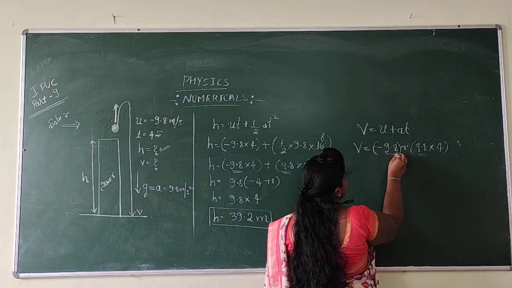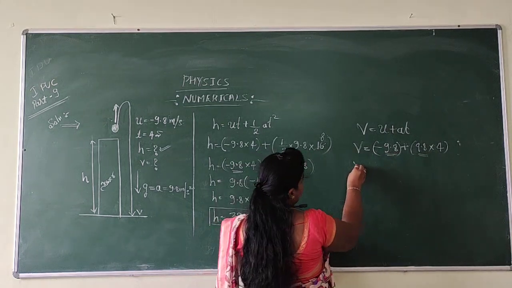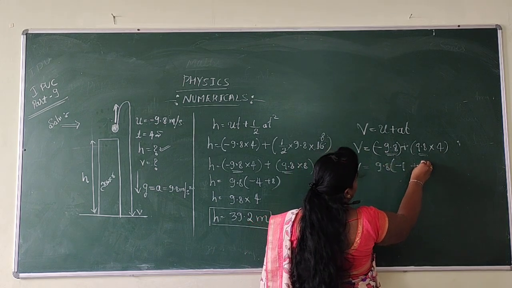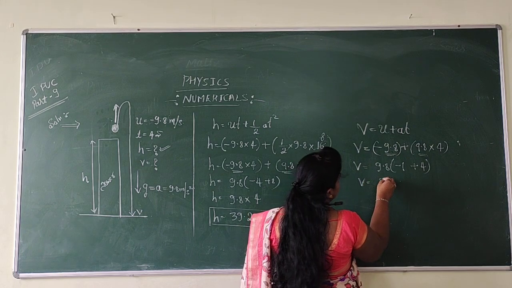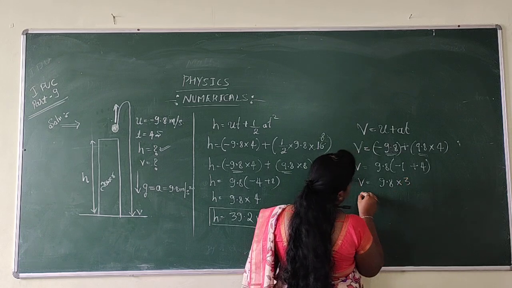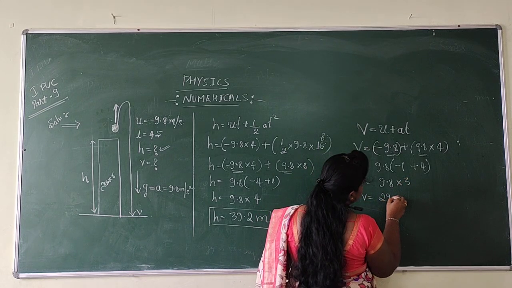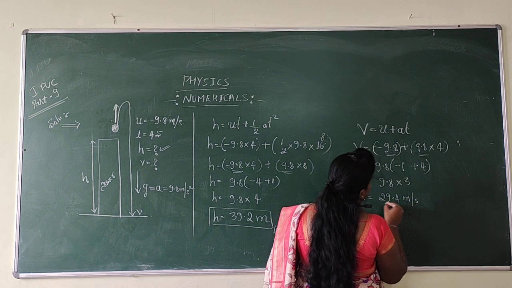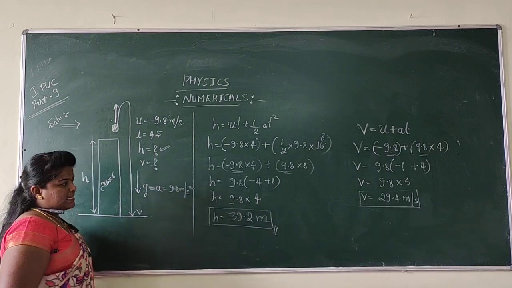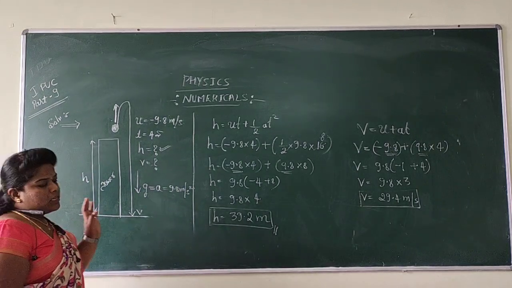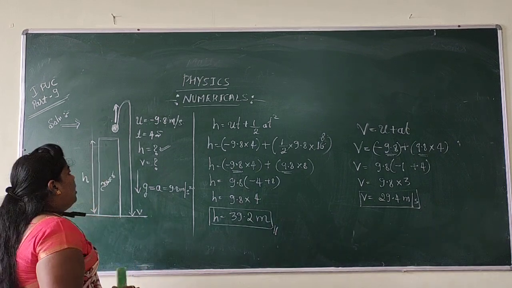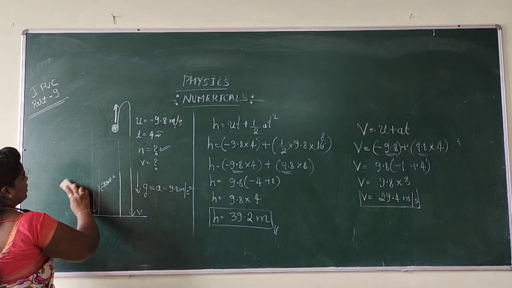Yes, in both these terms we have 9.8 as common. So take 9.8 as a common term. Remaining is minus 1 plus 4. So that v is equal to 9.8 into minus 1 plus 4, which is 3. So 9.8 into 3 on your calculator, so that it becomes equal to 29.4 meter per second. Meter per second is the SI unit for velocity. Hope you all got this. So my dear students, this is about the first numerical that we discussed now. Let us move to the next numerical.